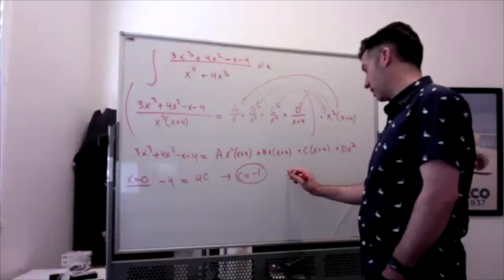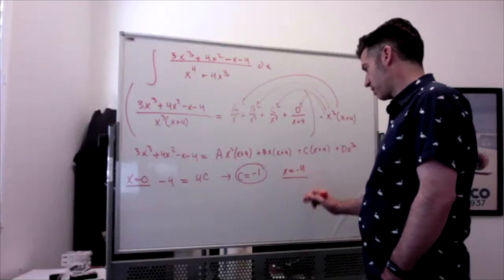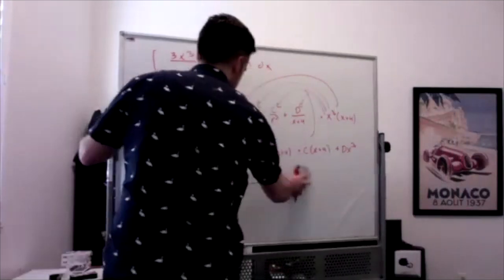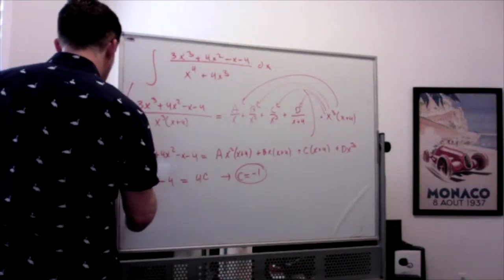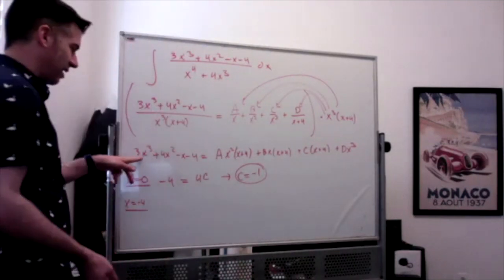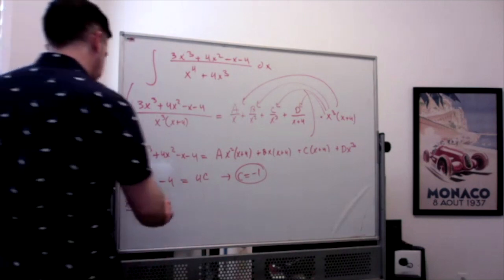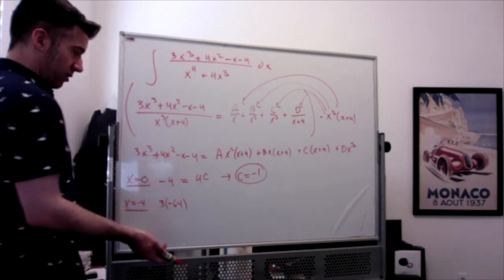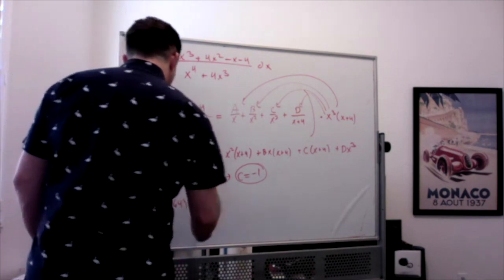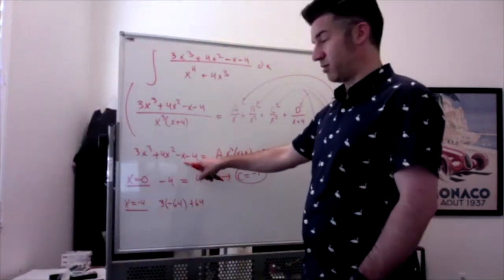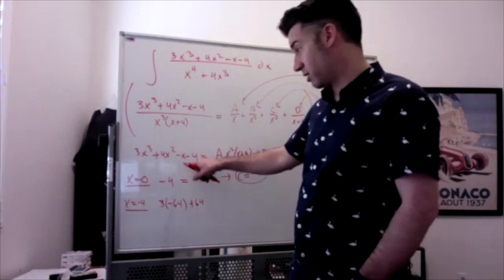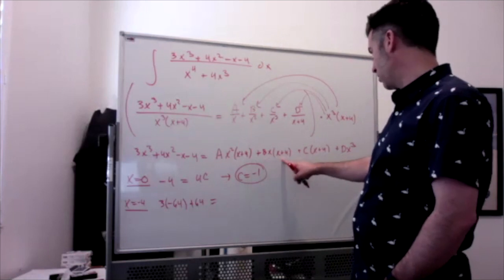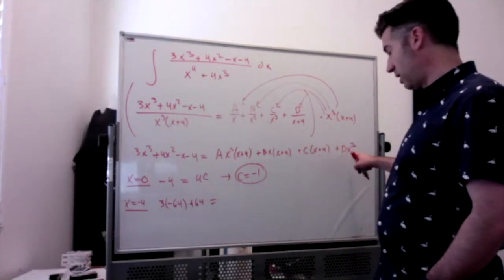I'm also going to pick x equal to -4. Picking x equal to -4, and a little more space. X is -4. I'm going to get 3 times -4 cubed. That's going to be kind of gross. So it's going to be 3 times -64. 4 times -4 squared is 4 times 16, which is 64. Minus -4 minus 4, so that's plus 4 minus 4, which is going to be 0. So I'm not going to write that part down. So I get the plus 4 and the minus 4. And that's going to equal A times 0 plus B times 0 plus C times 0 plus D times -64.